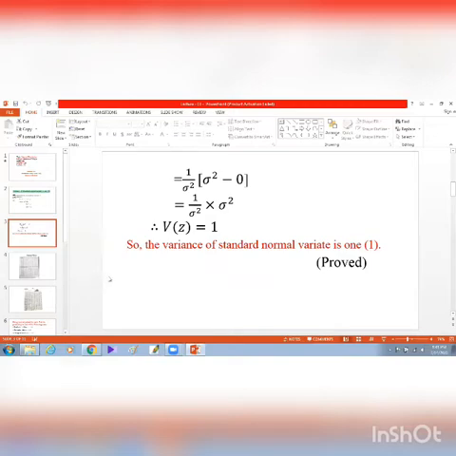So we understood that the mean of the standard normal variate is 0 and the variance of the standard normal variate is 1. Finally, the property is that the mean and variance of the standard normal variate are 0 and 1 respectively.